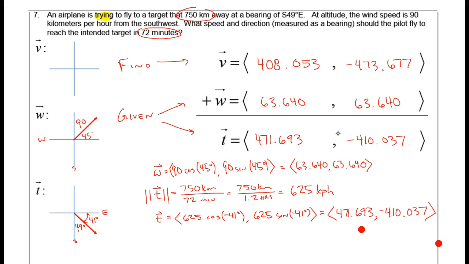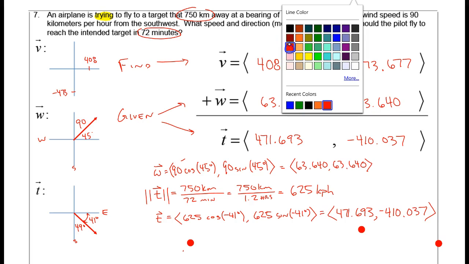Okay, so what do we got to do now? What speed and direction measured as a bearing should the pilot fly to reach the intended target in 72 minutes? Well, let's go ahead and sketch our vector v up here in our little template just so we know what we should be looking for. So we're going to have a horizontal component of 408. We have a vertical component of negative 473. So that's going to give us a vector down here in quadrant 4.